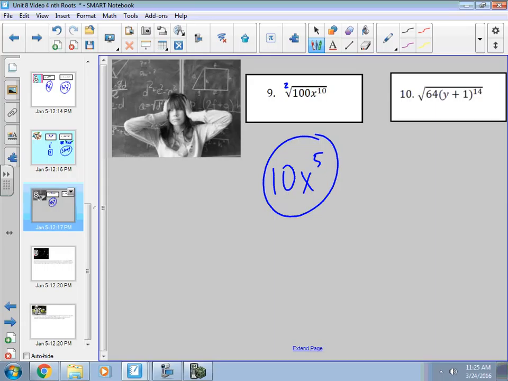All right, let's see what you got. Square root of 64 is 8. And then, again, there's like a 2 there. So 14 divided by 2 should have gotten to the 7th power for the answer there.